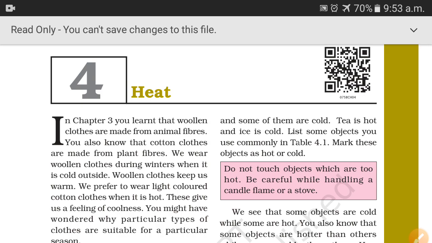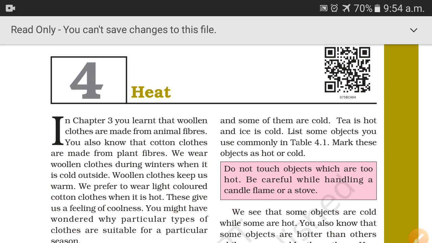Today we will start chapter 4, heat. In this chapter we will study temperature as the measurement of degree of hotness. We will also understand the types of thermometers and their uses. Then we will understand the transfer of heat and its methods: conduction, convection and radiation. So let's start our chapter.